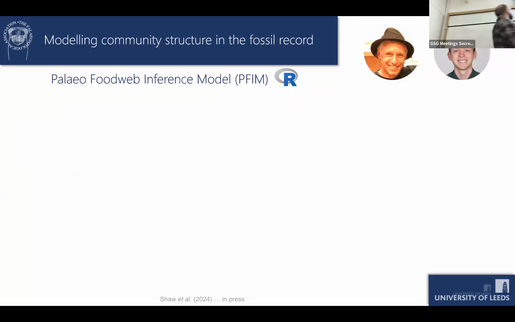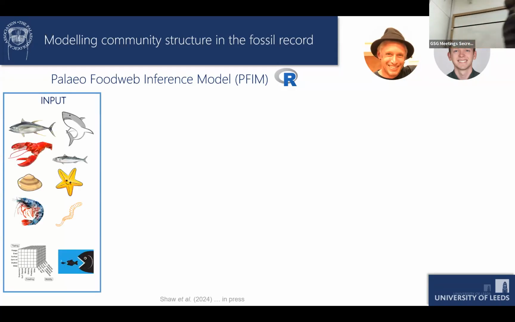So from this really simplistic set of traits, we built the Paleo Food Web Inference model. It runs in the coding environment R, and I'll show you how it works. All you need to put into the model is a list of organisms for your community. Each organism needs a value for those 4 traits: a tiering trait, a feeding trait, a motility trait, and a body size trait. Body size can either be numerical, as a continuous trait, or categorical. You can say something's big and something's small.